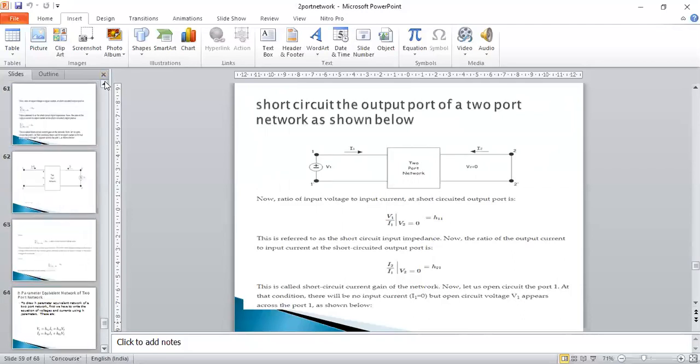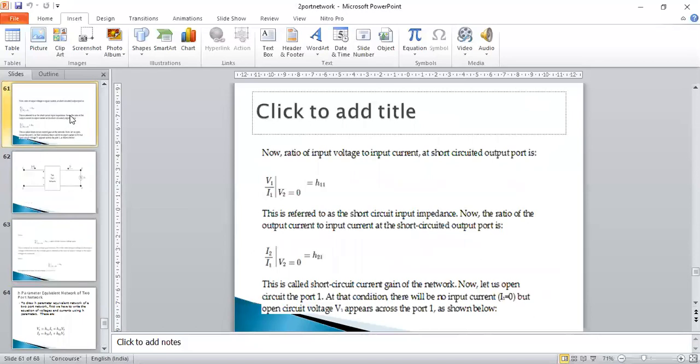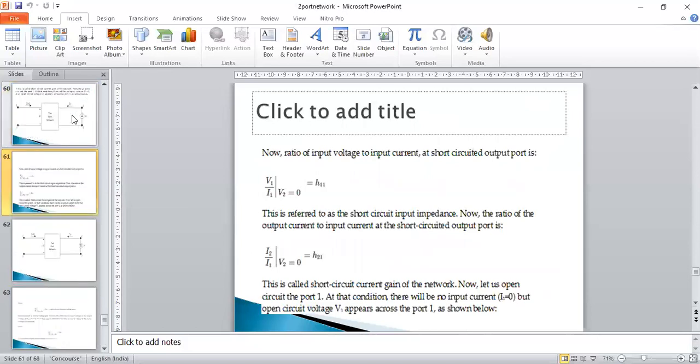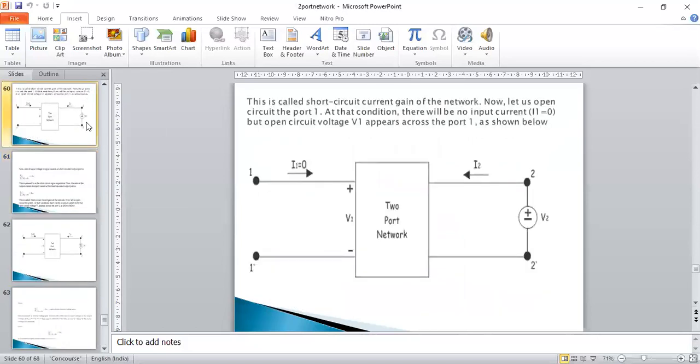This is called the short circuit current gain of the network.